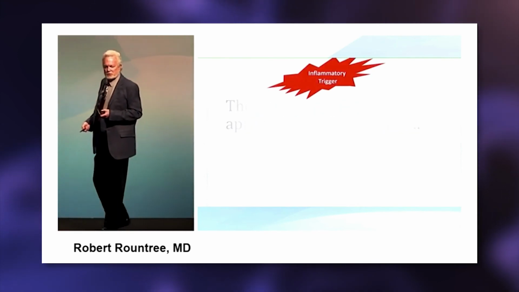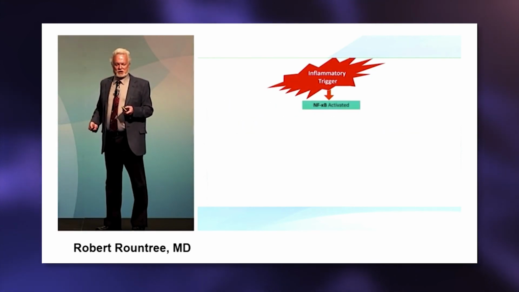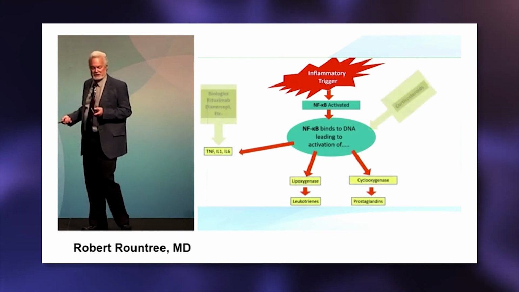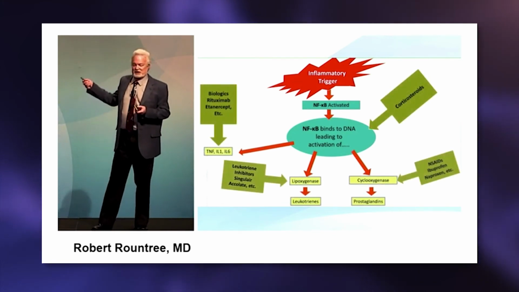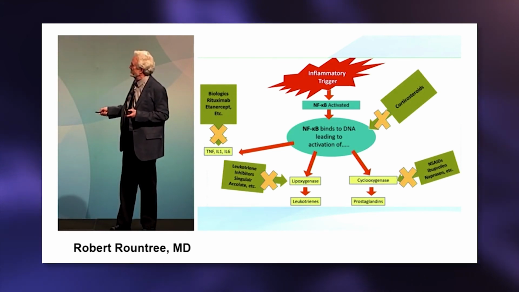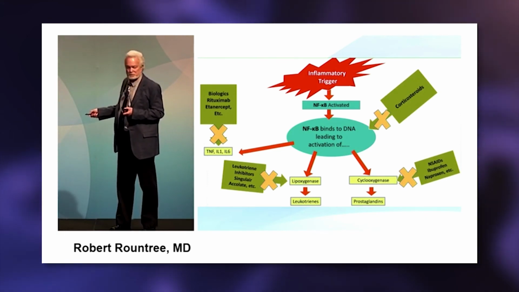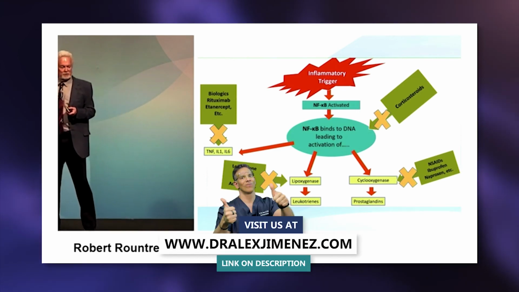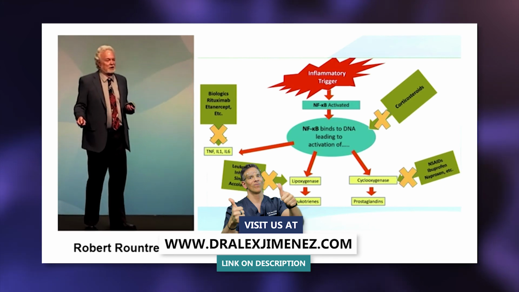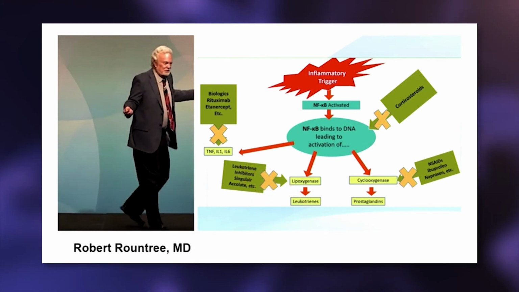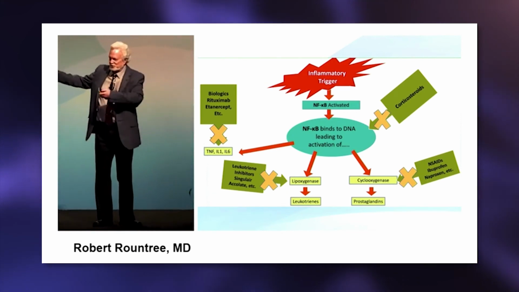So how do we deal with this with drugs? Inflammatory trigger activates NF-kappa B. NF-kappa B activates lipoxygenase, cyclooxygenase. So we got these great drugs. We got corticosteroids, NSAIDs. We've got leukotriene inhibitors like Singulair. We've got biologics like etanercept. Isn't that great? Well, it's fine. Treat the symptoms first. Get the person better.